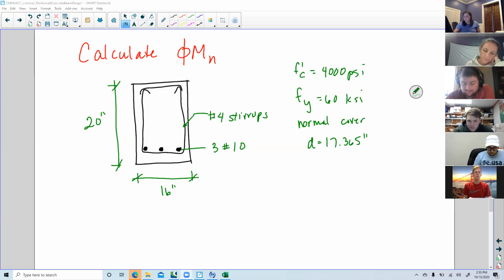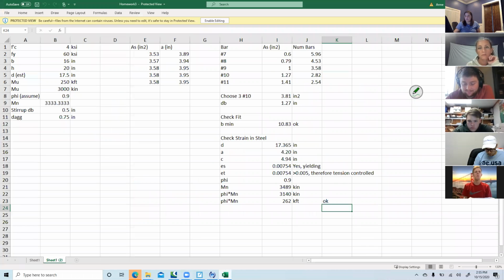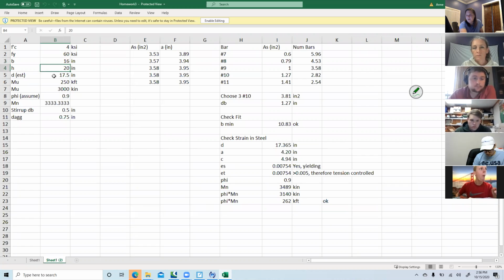So yeah, the secret weapon is Excel for your homework. I use Excel all the time when I can't find my calculator. I don't know if you guys do. You can screenshot this. I'm not going to send it to you, but I put in all my stuff, my f'c, my fy. This is where you can vary stuff: your width and your height and your estimated stuff and how much capacity you need.